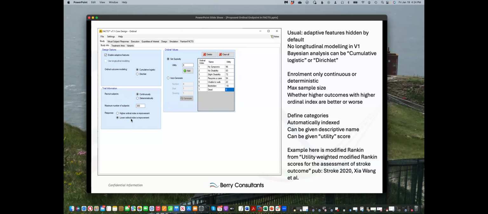And then importantly, which way up our scale has been entered, whether higher ordinals are an improvement or lower ordinals. Like Todd, I put in the version of the modified Rankin. This is based on using modified Rankin for stroke, and I use the standard ordering there. So the first category is the best, the no symptoms, and the last category is the worst, death. Or actually, by the utilities, death being not quite so bad as being bedridden and in a near vegetative state.